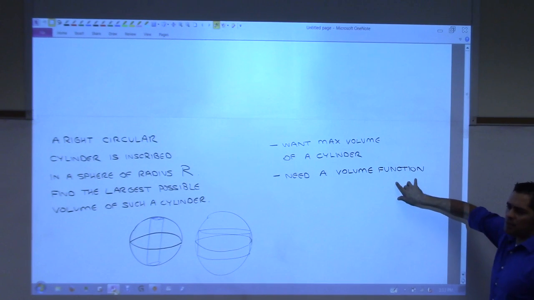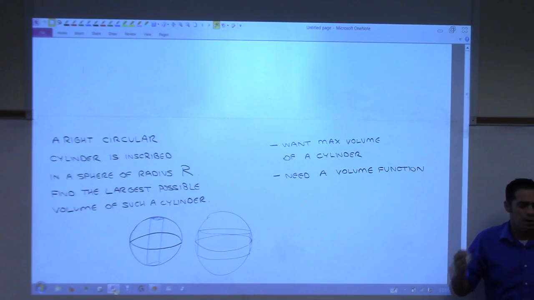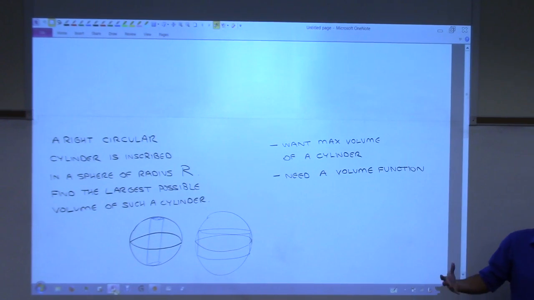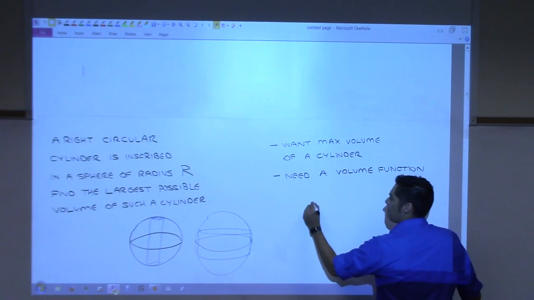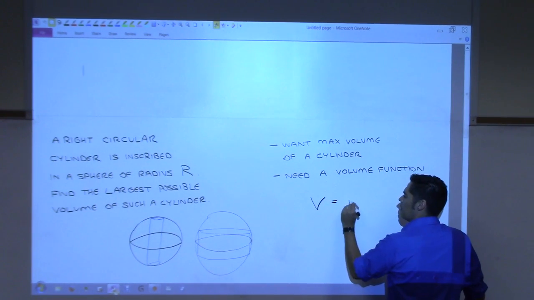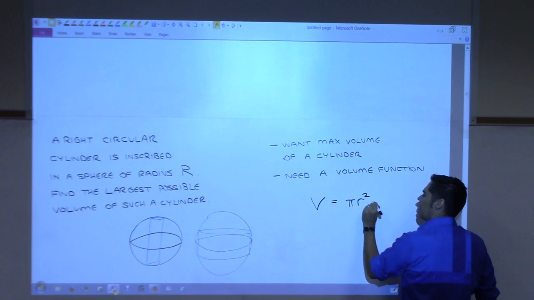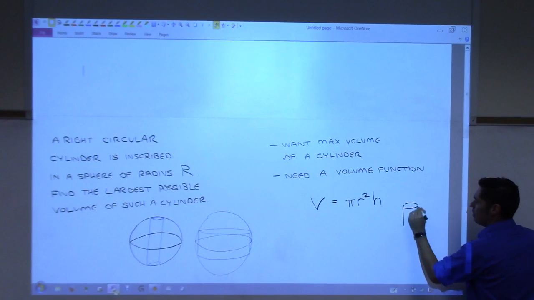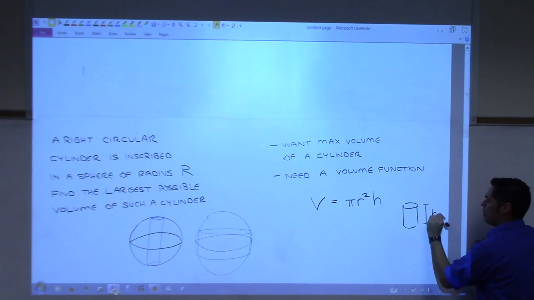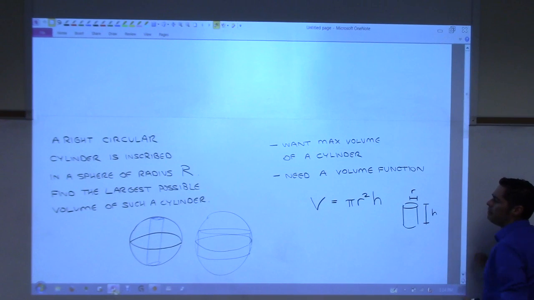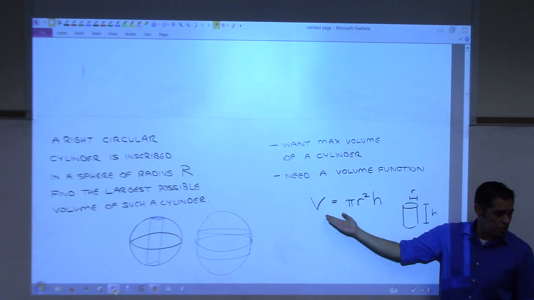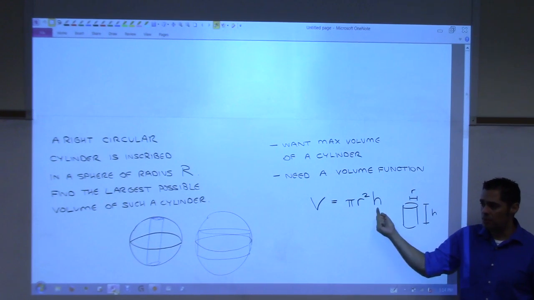What we said last time is when we say function, we mean we need our volume to be in terms of a single variable. So can you tell me the volume of a cylinder, just in general? The volume of a cylinder is pi r squared times the height. That's the volume of a general cylinder. If this is the height and this is the radius, then the volume is given by that. Unfortunately, that's not a volume function because it has two variables, r and h.